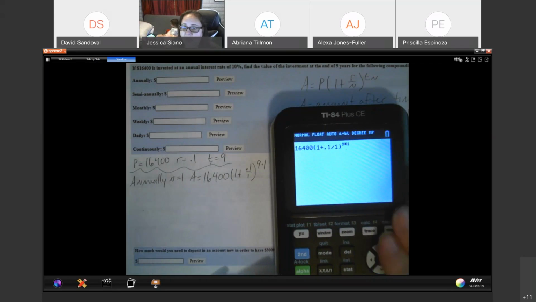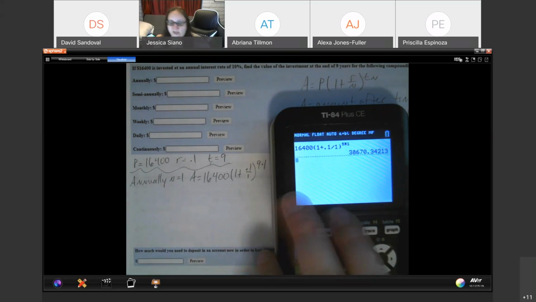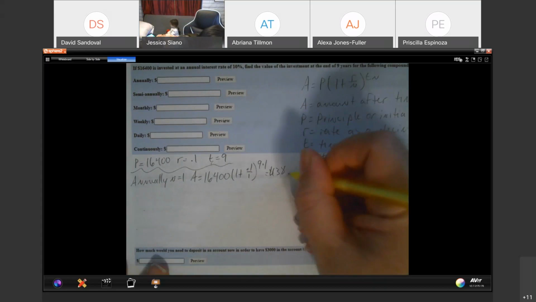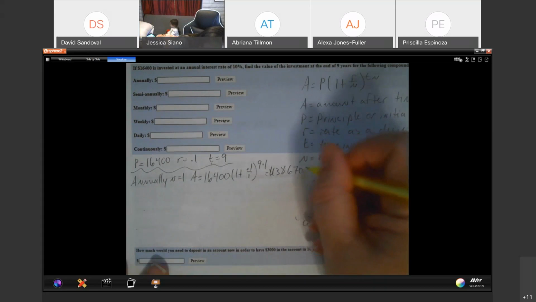Now, if you have a TI-83, when you press that caret button to do your exponent, make sure that you put parentheses around 9 times 1. It obviously doesn't matter when it's 1, but when it's something else, it will. So we get $38,670.34.